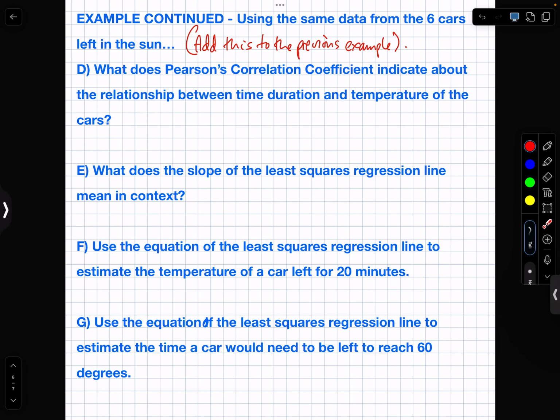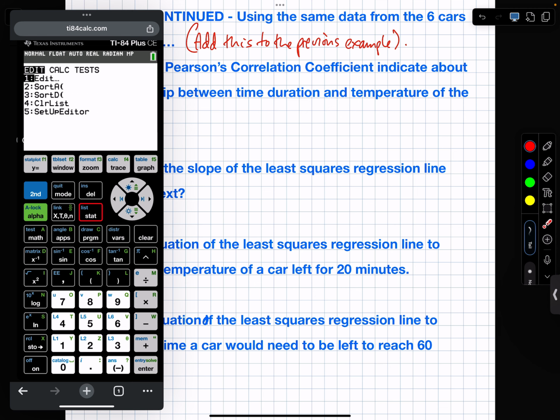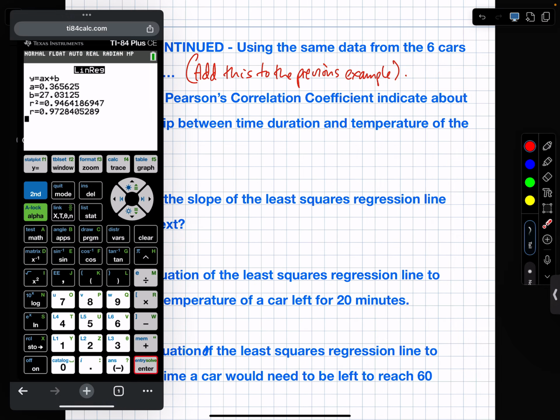So using the same data from 6 cars left in the sun, what does Pearson's correlation coefficient indicate about the relationship between time and temperature? So go back to your data that we entered, Calc, Lin, Reg. Which one of these is Pearson's? Is R squared Pearson's or is R Pearson's? Look at your notes from previous. Pearson's was the first one we did, yeah? R. Pearson's is R.